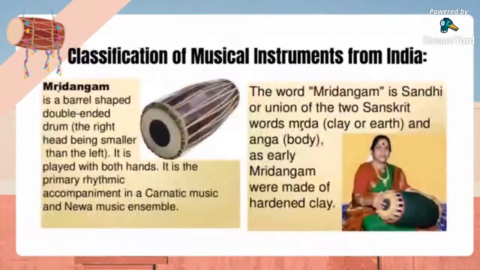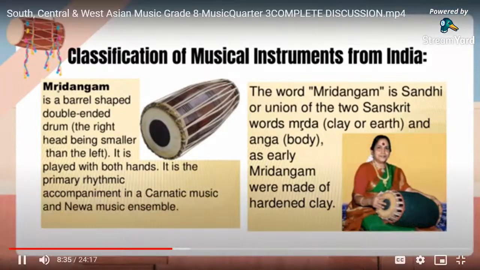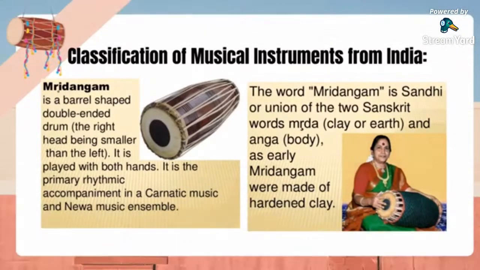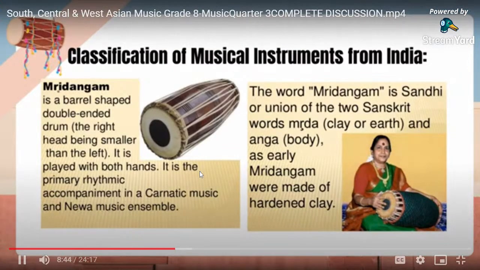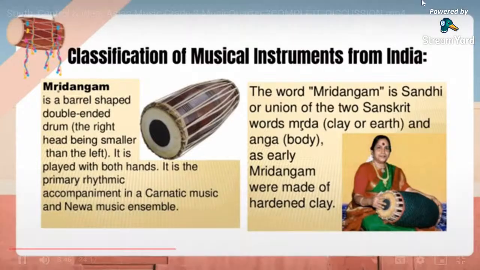Mridanjam is a barrel-shaped double-ended drum, the right side higher than the left. It is played with both hands. It is the primary rhythmic accompaniment in a Carnatic music and Newa music ensemble. The word mridanjam is sandhi or union of the two Sanskrit words merda, clay or earth, and anga, body. As early mridanjam were made of hardened clay.